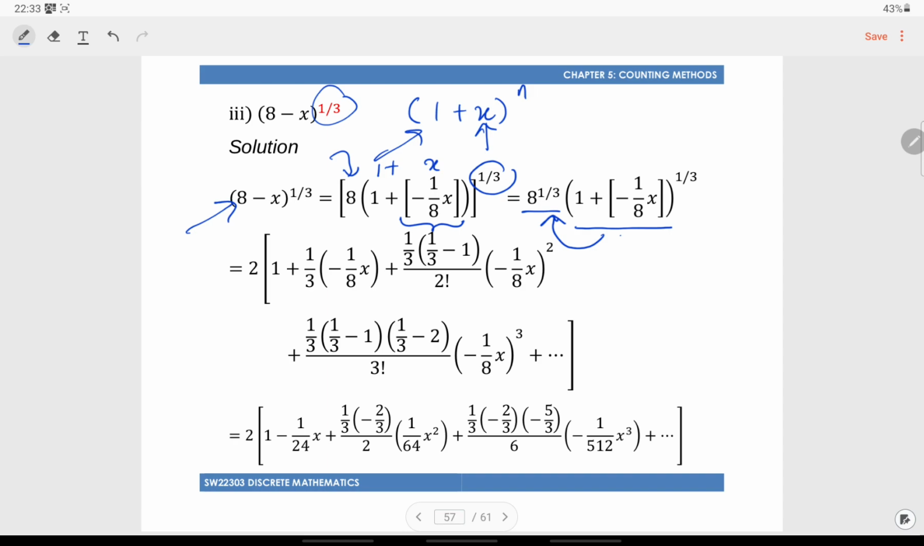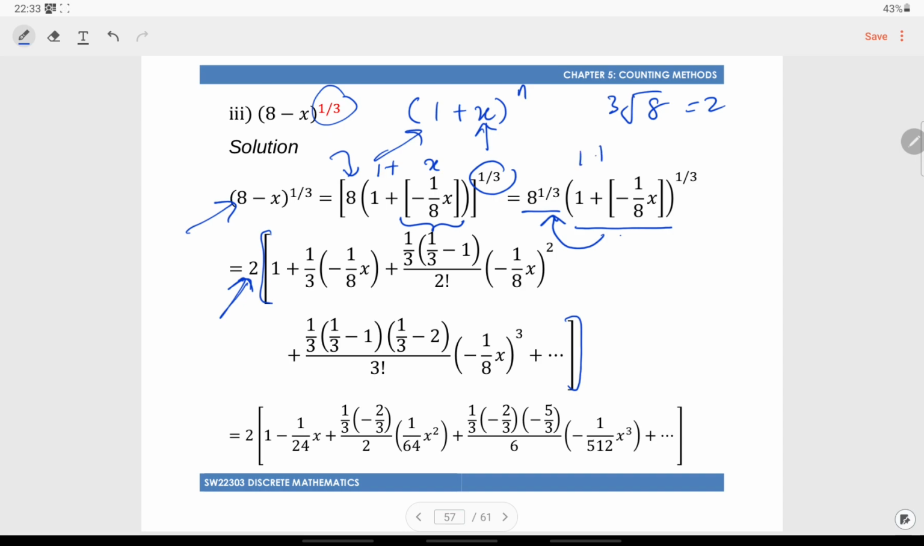So 8 to the power of 1 over 3 basically is equal to 2, which is the cube root of 8, which is equal to 2. So don't forget to put 2 outside the largest parenthesis. Okay, so now we go back to this parenthesis.